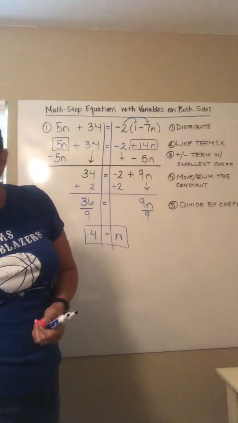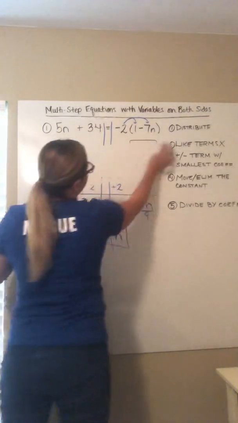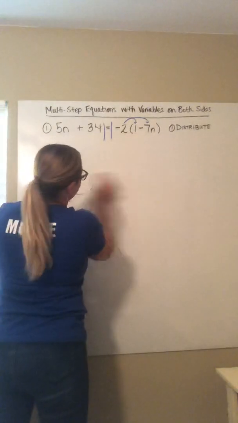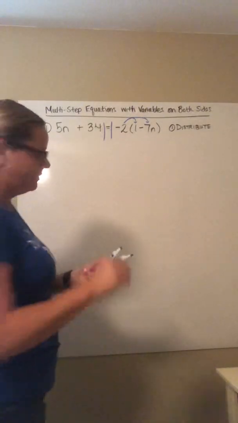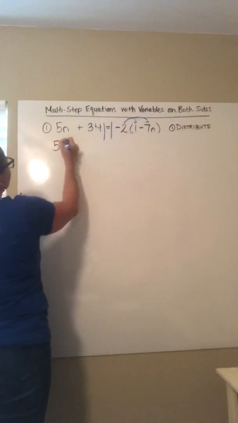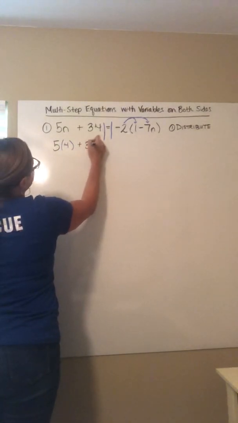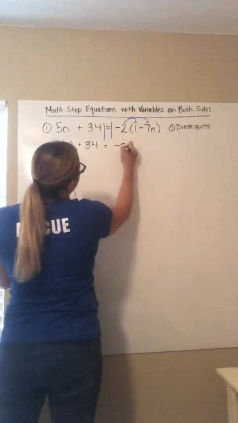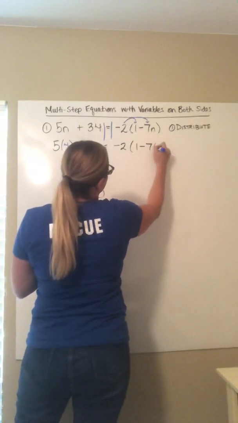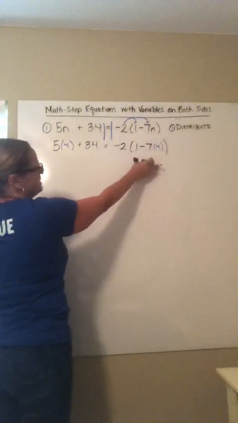And I'm looking for my eraser. Here it is. So I'm going to go all the way back here. And this is the only problem I'm going to do this on. My solution was that n is equal to 4. So that means that in the original problem, if I were to replace n with 4, the left side and the right side should equal each other.